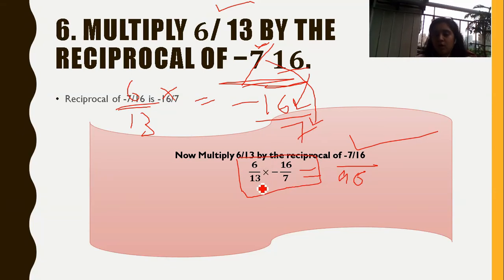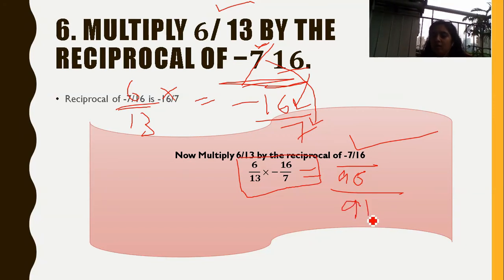Now I have to multiply 13 by 7. It's very easy to multiply: 10 by 7 is 70, and 70 plus 21 is 91. Look at me, I'm very fast in calculating this multiplication because I know that trick. And if you want to increase your speed, then please watch that video. So our answer is 96 upon 91.